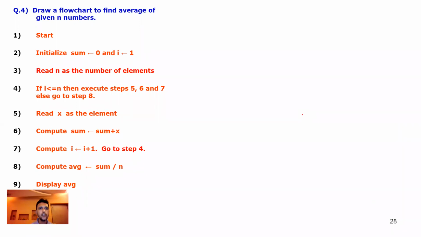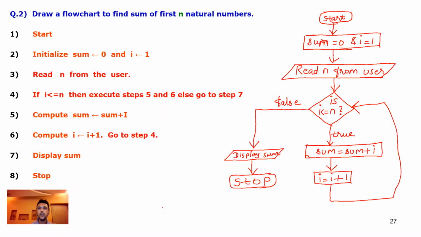Do that. By the way, this will be question number 3, not 4. By mistake, I wrote 4. It will be 3. All right. So the question says that draw a flowchart to find average of given n numbers. The algorithm is in front of you for reference. Now, what you will do is you will copy this flowchart, and after copying this flowchart, you will draw the next flowchart on your own.